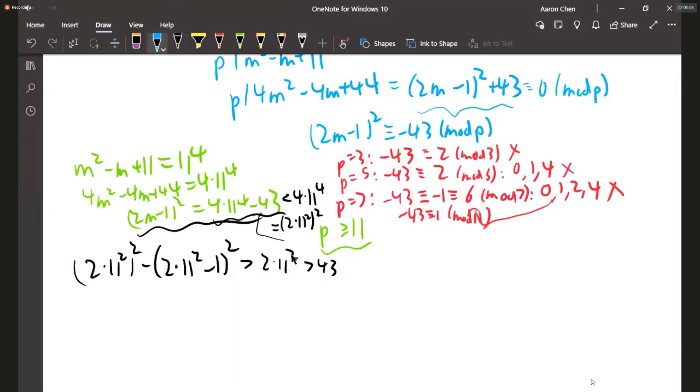And so the next smallest case after this is when we increase one of these factors of 11 by 1. When we do this, we have m squared minus m plus 11 is equal to 11 cubed times 12.